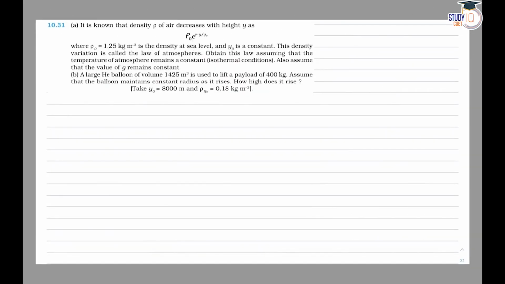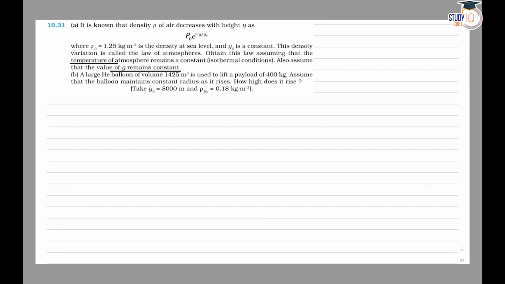NCERT Class 11, Chapter 10, Mechanical Properties of Fluids, question number 10.31. It has given us a relation of the variation of density with height, and we are required to obtain this law assuming that the temperature remains constant and the value of g also remains constant.